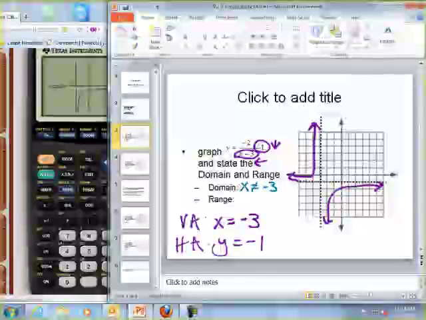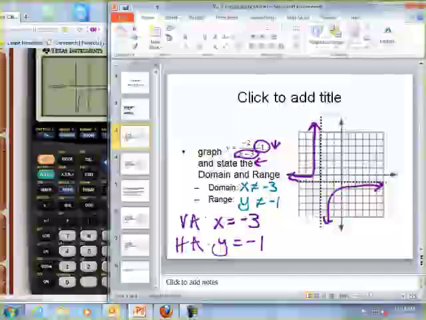So what do you think about range? It's not -1. Y is not -1. We've got an arrow that points downward. We've got an arrow pointing up, everything along that y-axis except the one spot where those two pieces break apart. We're not ever going to get a -1.